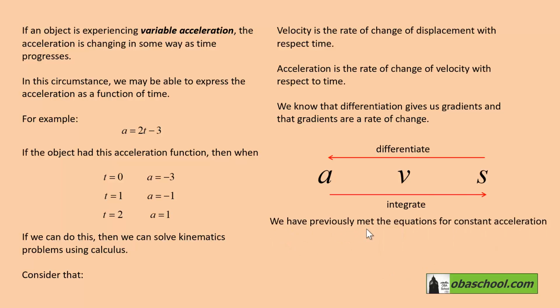We have previously met the equations for constant acceleration. v equals u plus at and s equals ut plus a half at squared. Of course, there are others, but we will look at these and derive them using calculus.